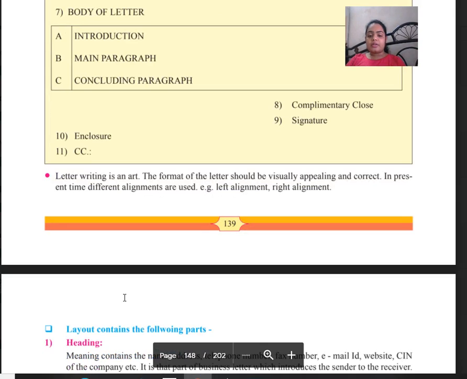Letter writing is an art. The format of the letter should be visually appealing and correct. In present time, different elements are used, for example left alignment, right alignment. These are various things used for writing a letter. Also, the letter is located exactly in the center of the paper, and how it should be presented, and the different fonts in which it can be written. It is basically written in a format which is appealing to the reader, and it also sees to it that whatever is written in the letter is correct, appropriate and according to the format.